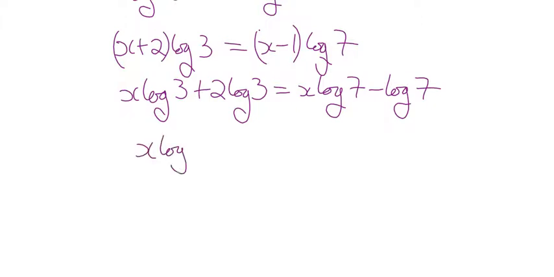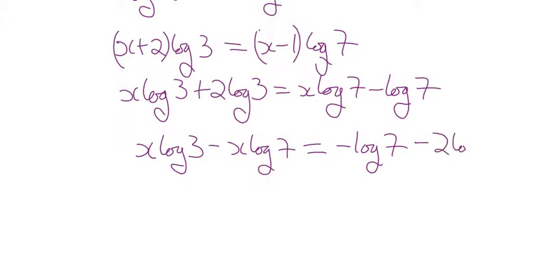Okay, so I want x's on one side. I'm going to go x log 3. I'm going to move this over, and it'll become minus x log 7. So all I've done is subtract x log 7 from both sides. I'm going to go negative log 7, and I'm going to subtract 2 log 3. Okay? So far, so good?